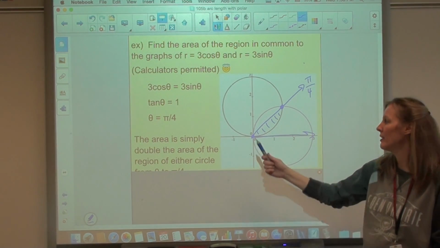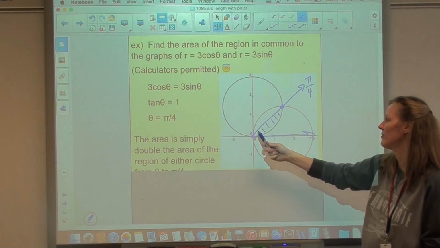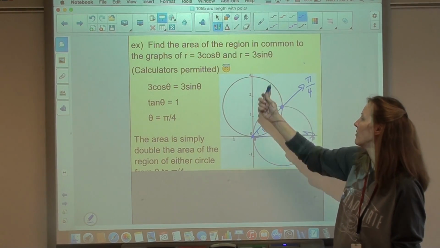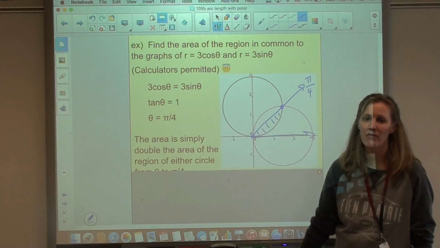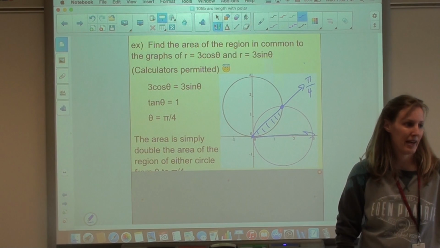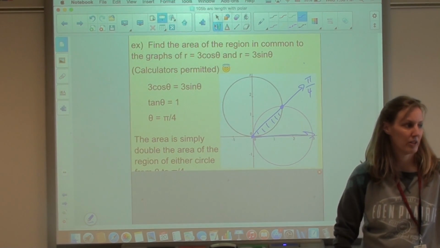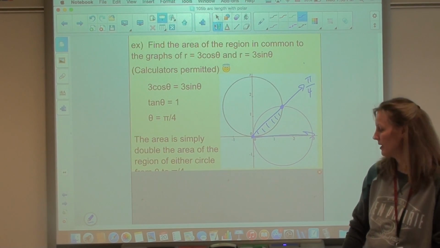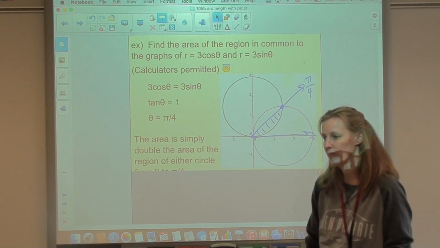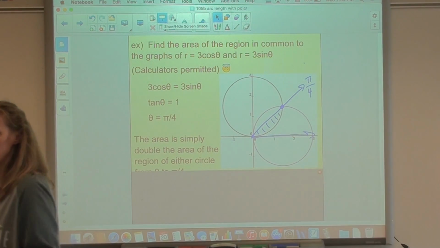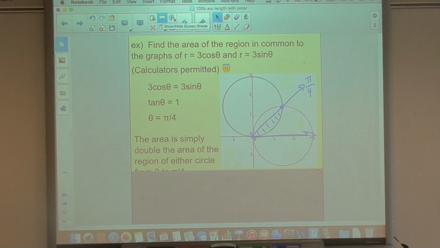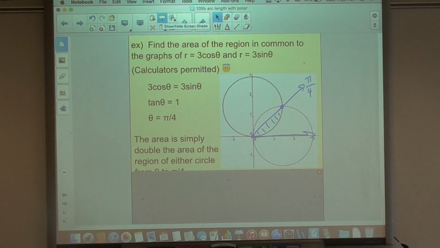But I would not do the whole thing, because then you have to do an integral with the sine function plus an integral with the cosine function. If you can avoid that, it's much easier to just do one and double. Try it, see if you get your setup. How would you do it if you couldn't double it? Then you have to add them together.